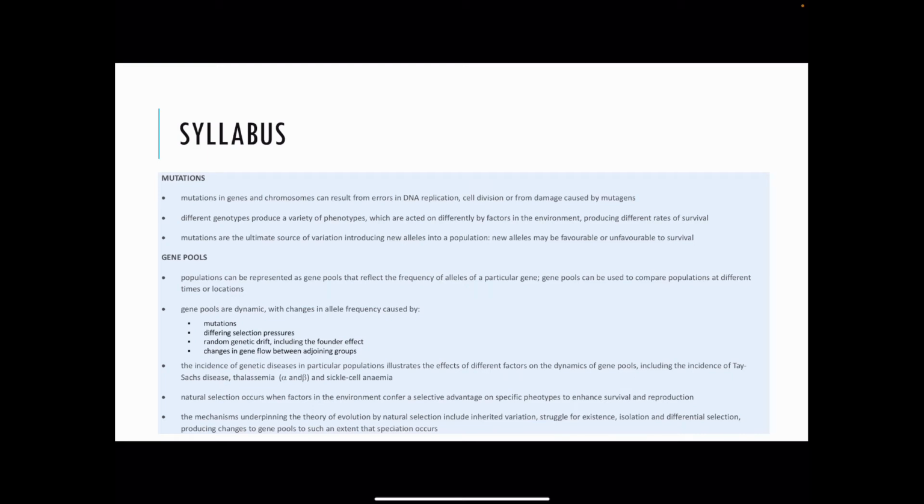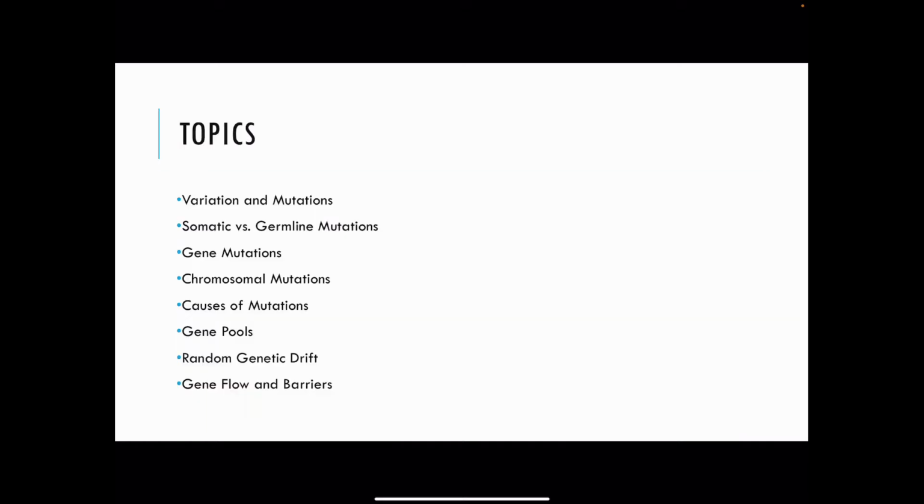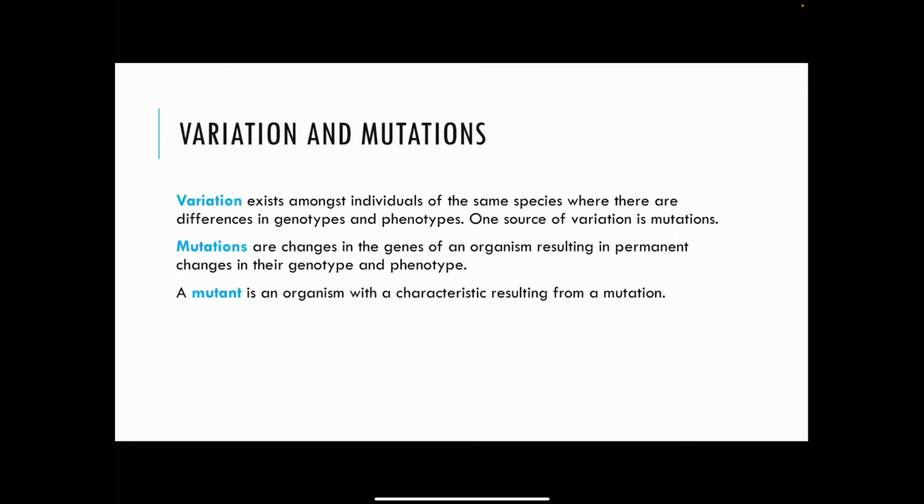All right, now these here are our syllabus dot points for the two topics. And then these are the subtopics we learnt about, okay? So with mutations, we learnt about what mutations are, we learnt about what variation is, and then we learnt about types of mutations. So somatic versus germline and gene versus chromosomal. Finally, causes of mutations and examples. With gene pools, again, we learnt about what gene pools are. We learnt about what random genetic drift is and how it can cause changes in gene pools, and then what gene flow is and what barriers to gene flow are.